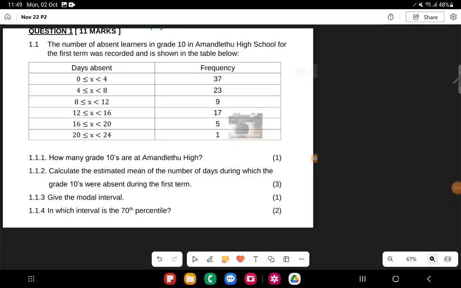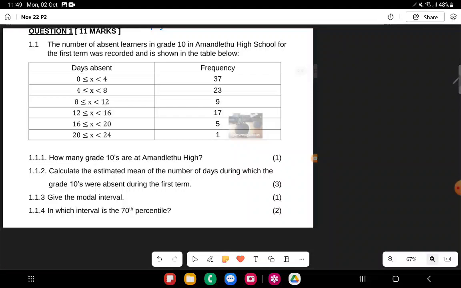November 2022, paper 2, question 1.1. The number of absent learners in grade 10 at the Amadletlu High School for the first term was recorded in the table below. Children who were absent between 0 and 4 days were 37, 4 to 8 days was 23, 8 to 12 days was 9, 12 to 16 was 17, 16 to 20 was 5, and 20 to 24 days was 1 child.